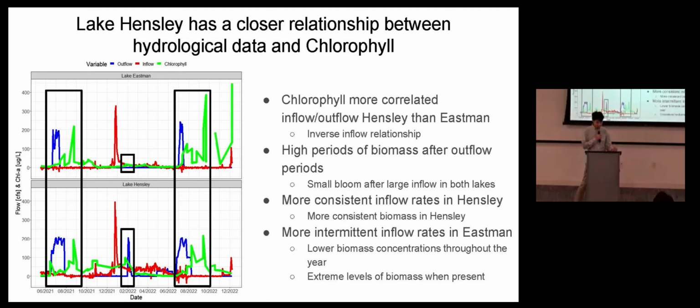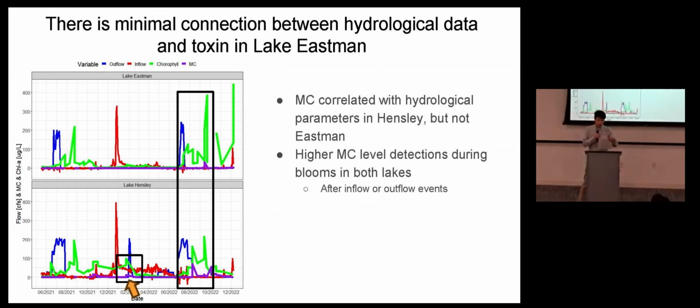And so overall, we see that there's higher and more consistent rates of biomass and inflow in Hensley, while there's more intermittent and lower biomass concentrations in Lake Eastman. So lastly, we also have microcystin adding on to that as well. There's minimal correlation between hydrological data and toxin in Lake Eastman, with toxins not correlating with any hydrology in Lake Eastman, but they are correlated with inflow and outflow in Lake Hensley.